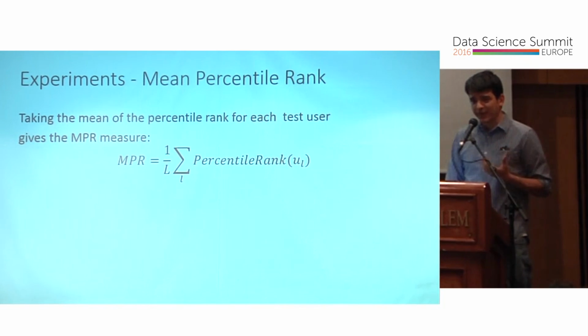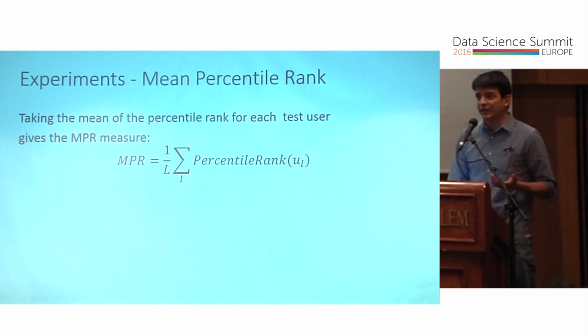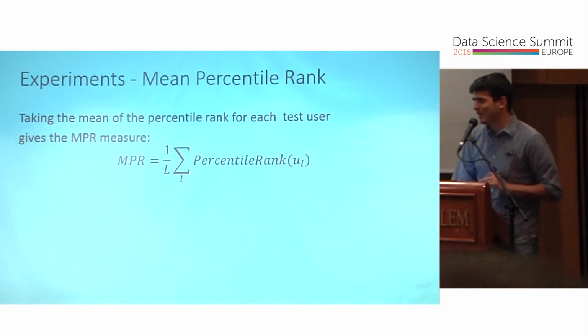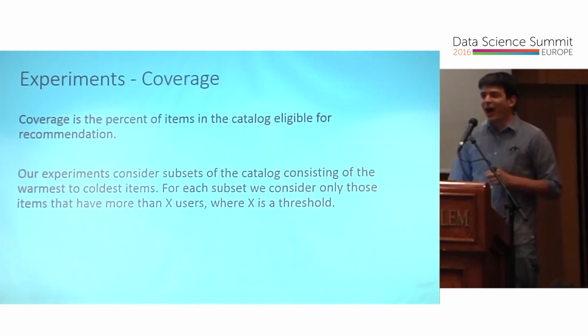This sort of percentile rank is averaged over the entire set of test users, yielding us a quantity known as MPR. So because we're working with ranks, we want lower, right? Lower is better. Remember that when you see the graphs.